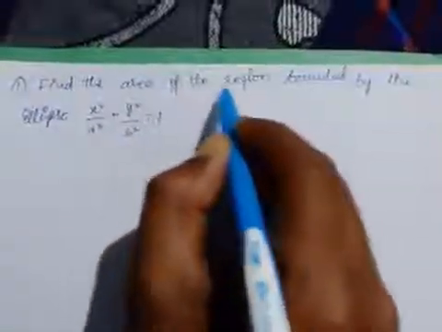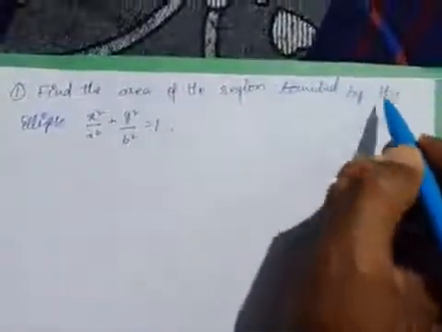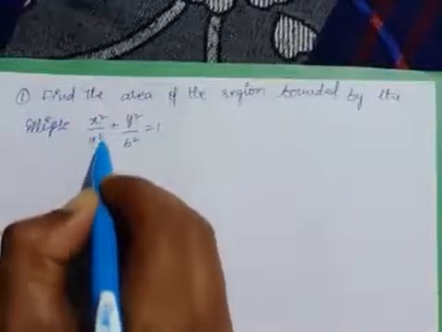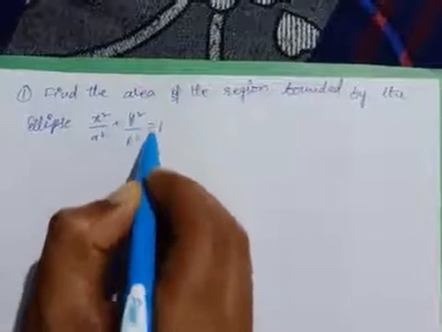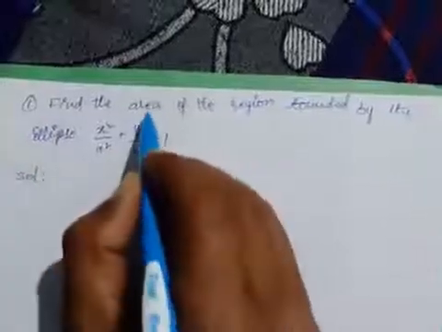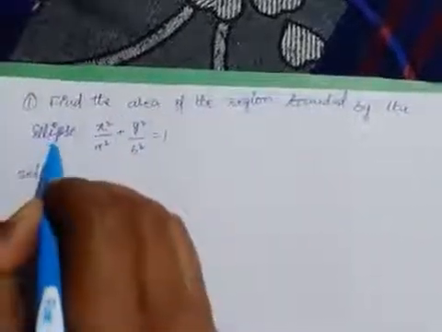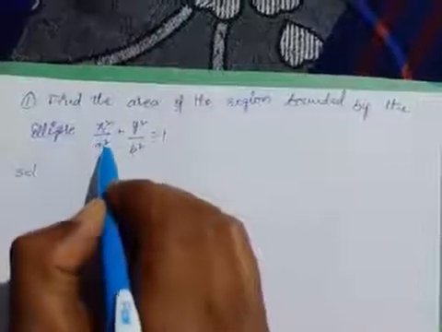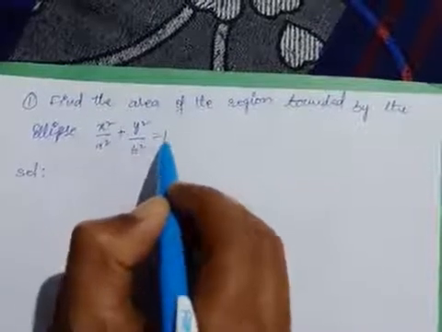Find the area of the region bounded by the ellipse x square by a square plus y square by b square is equal to 1. Solution. Here we need to find the area of the ellipse. The equation is x square by a square plus y square by b square is equal to 1.